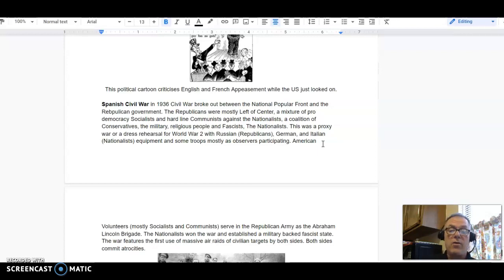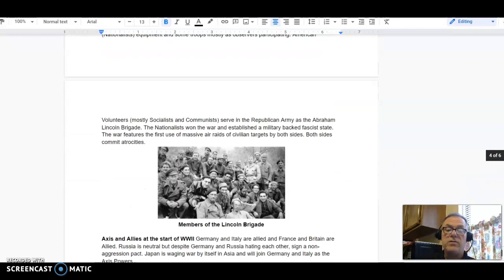German and Italian equipment, as well as advisors and observers, are participating in the war. There's actually about 1,000 Americans who volunteer, and they form what's called the Lincoln Brigade. And these are mostly socialists who believed in and wanted the spread of socialism throughout the world. They served in the Lincoln Brigade for about 2 years. And I have a picture there of members of the Lincoln Brigade. So Americans were involved in this war, but as volunteers only.